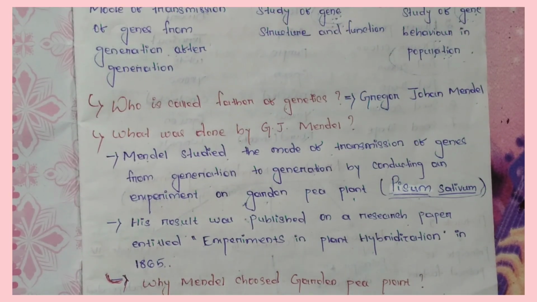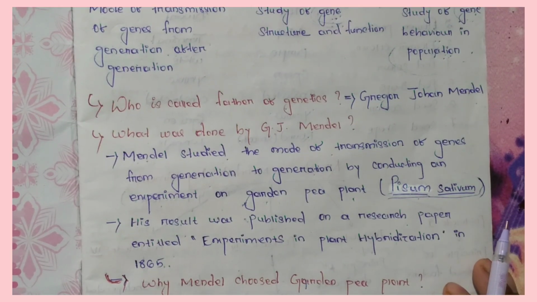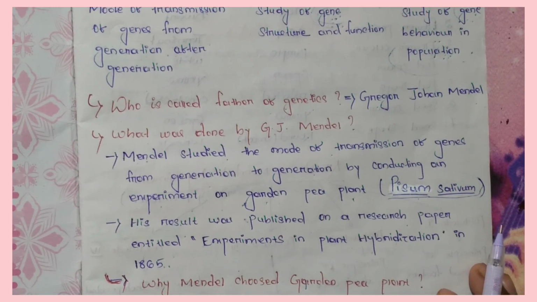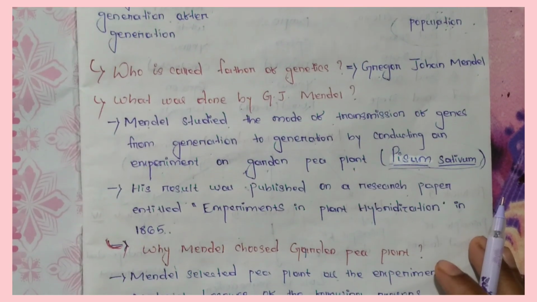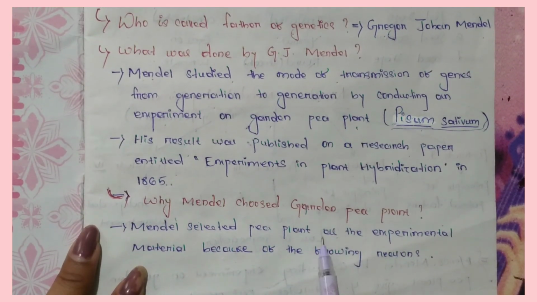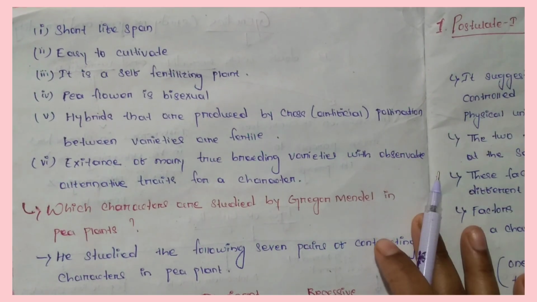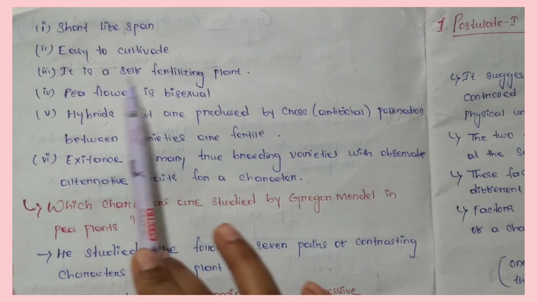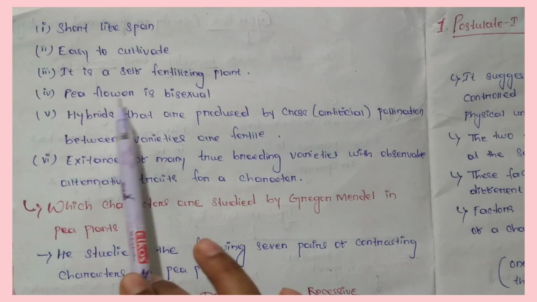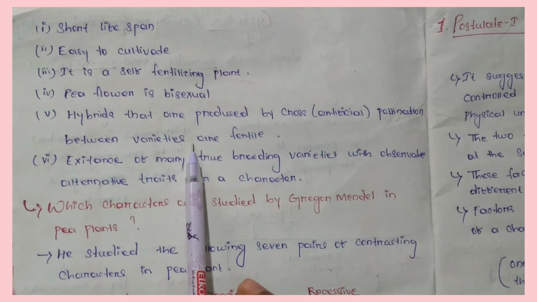Then why did Mendel choose the garden pea plant? This is a common question asked by anyone. Mendel selected the pea plant as the experimental material because of the following reasons. These are the reasons: short lifespan, easy to cultivate, it is a self-fertilizing plant, the pea flower is bisexual, and hybrids that are produced by cross-pollination between varieties are fertile.